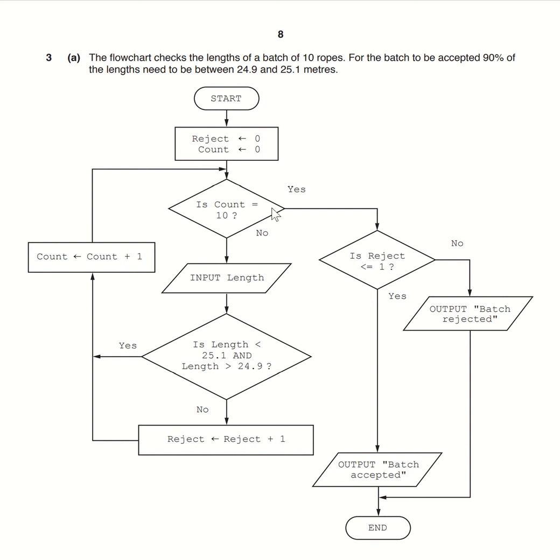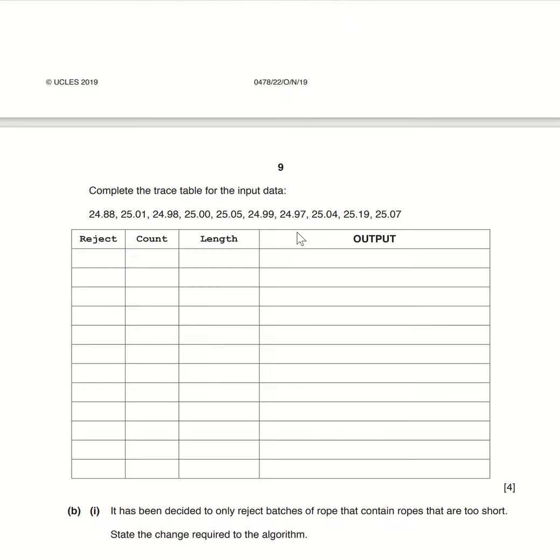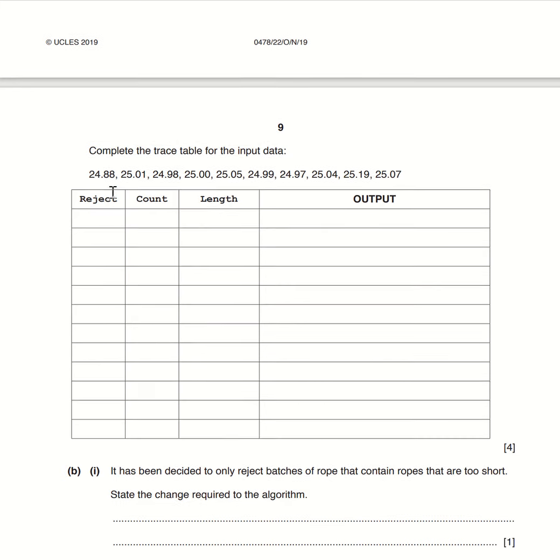When count does equal 10, it goes to is reject less than or equal to 1. If no, then it prints that the batch is rejected. If yes, if the number of rejects is less than 1 or exactly equal to 1, then it prints output batch accepted. So this is the trace table, and let's see the answer.